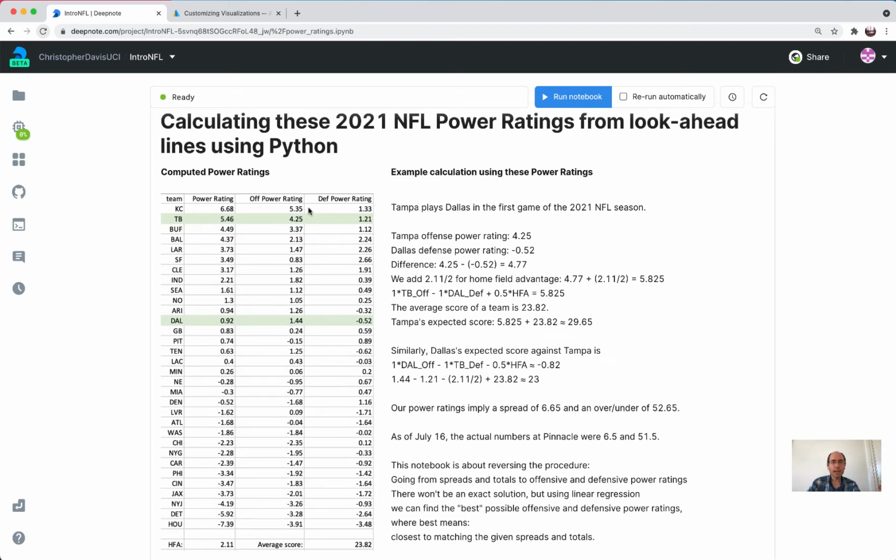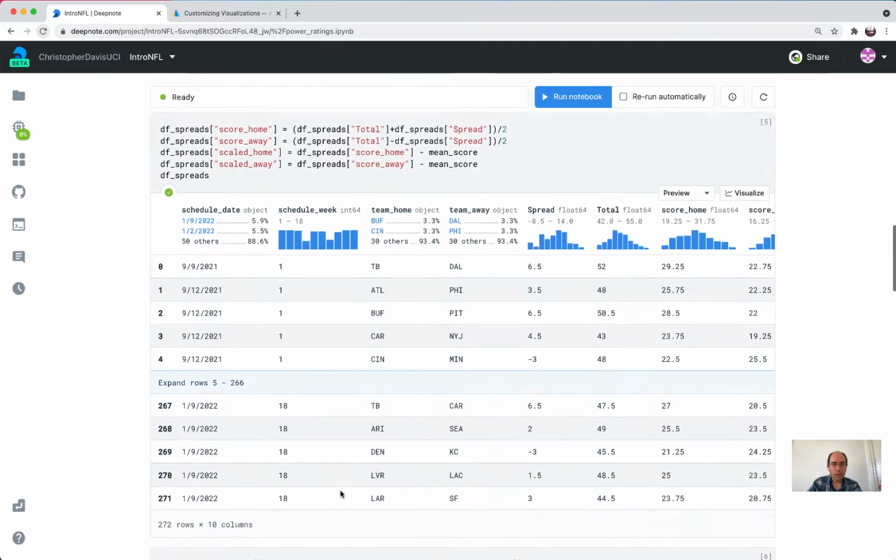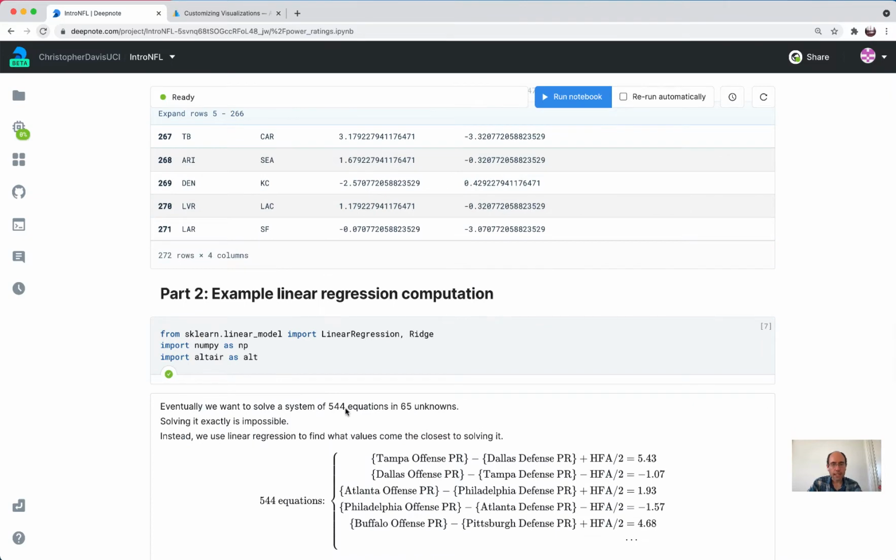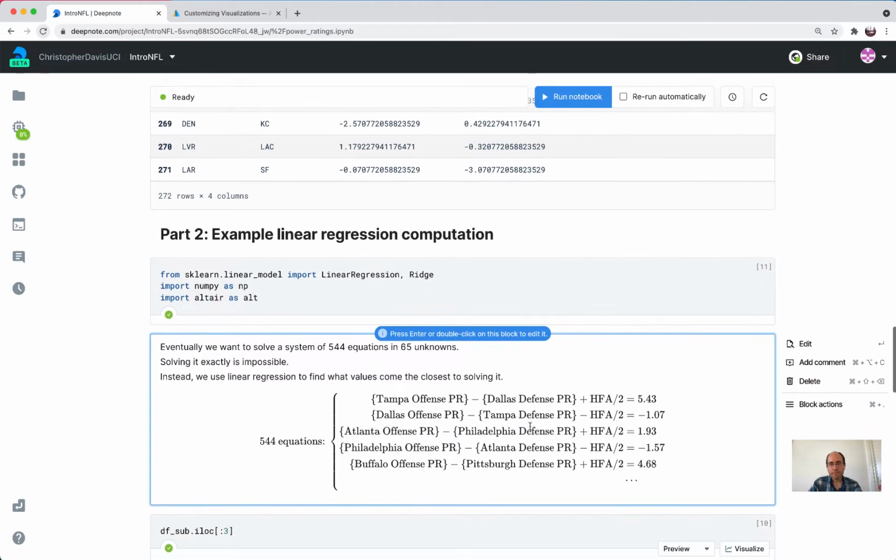In the previous video, we talked about going from offensive and defensive power ratings to these numbers like this 5.8 for number of points expected to be scored above average. Eventually, and especially in the next video, what we want to do is talk about how you go in the opposite direction. If you know how many points the team is expected to score above or below average, how can you go from that information for many different games to offensive and defensive power ratings and also home field advantage? So what eventually comes up is we're trying to solve a system of equations like this here.